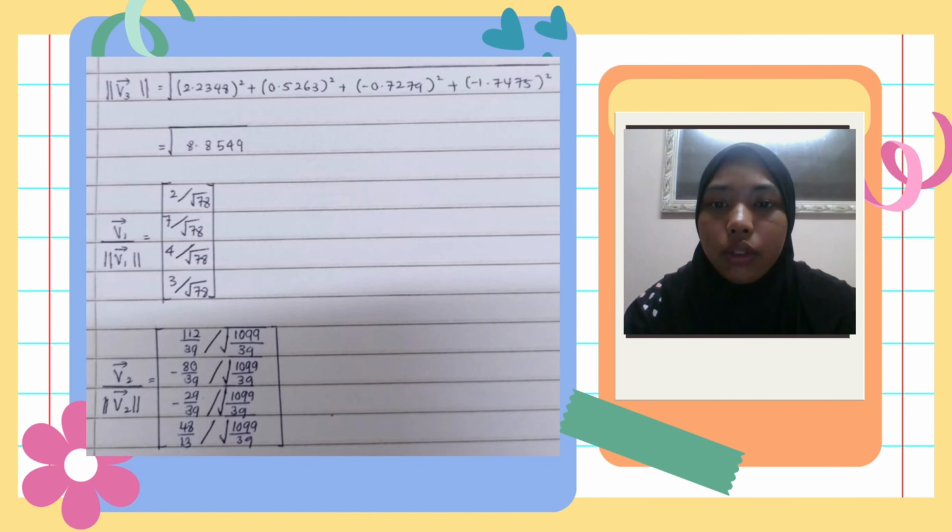And then from that we use the same step for V2, and the answer we get is 112 over 39 per square root 1099 over 39, and then negative 80 over 39 over square root 1099 over 39, and then until for row 4 we get 48 over 13 over square root 1099 over 39.